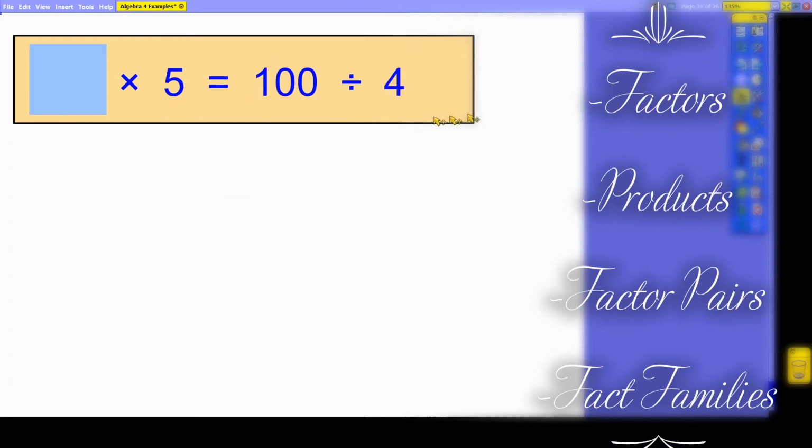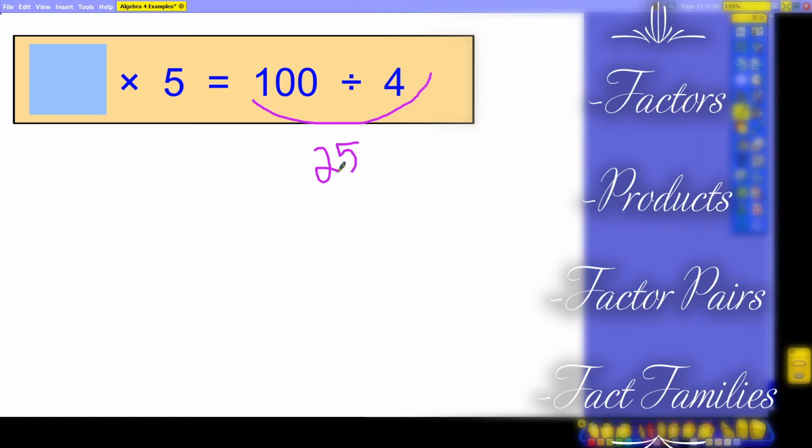Let's move on. Here we have 100 divided by 4. And you might think it's hard, but it's not, because this is like $1, 100 cents. 4 quarters makes $1. So each quarter is 25 cents. Another way to think of it is anything divided by 4 is half of a half. So half of 100 is 50. Half of 50 is 25. Also remember counting by 25.